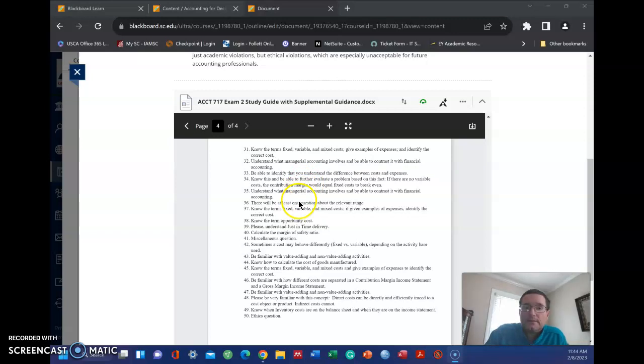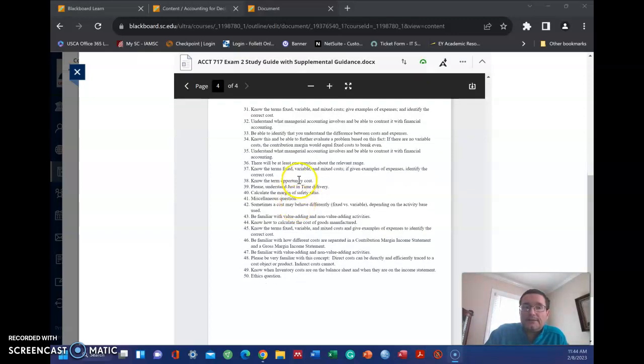Table. Another question about the relevant range. If you're going to have me for this, you're going to have questions on relevant range. It's fundamental to making these assumptions that we make with fixed and variable costs. Mixed costs too.